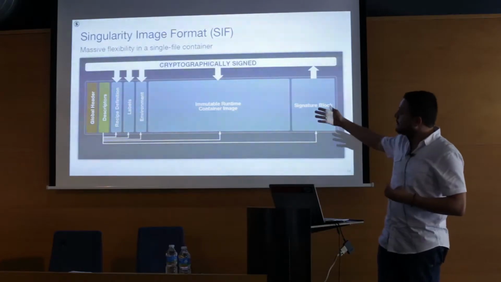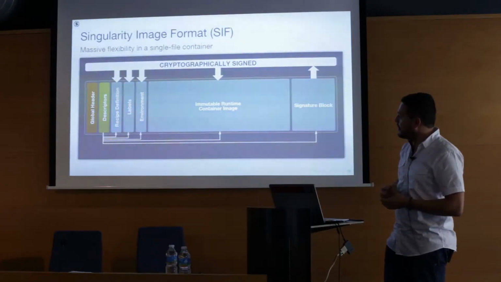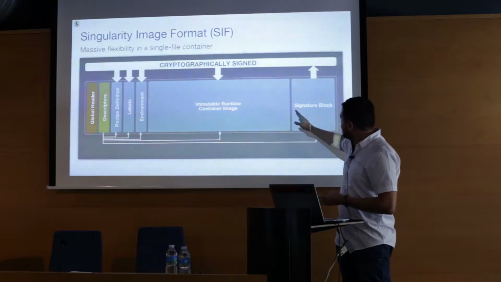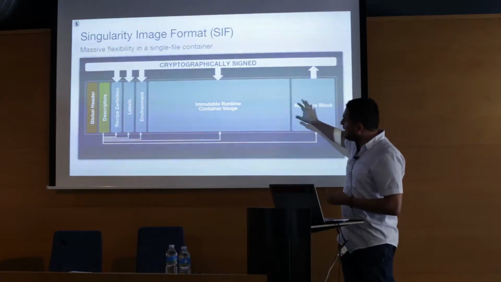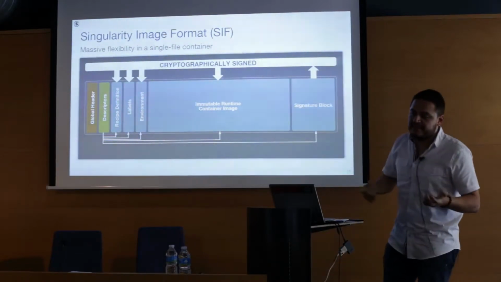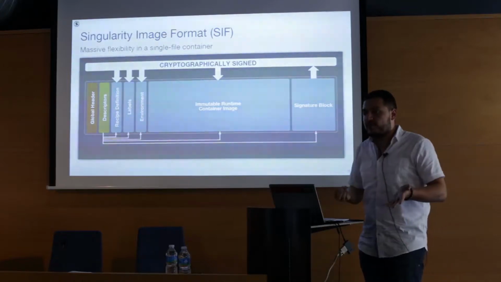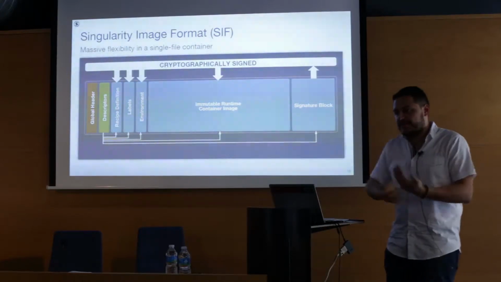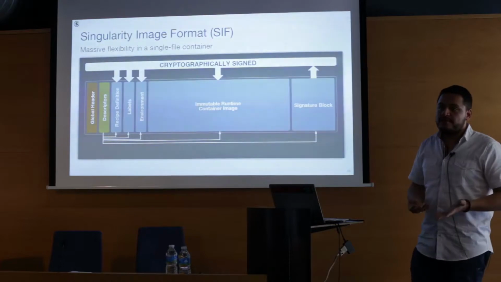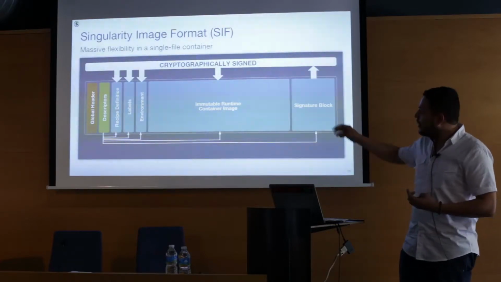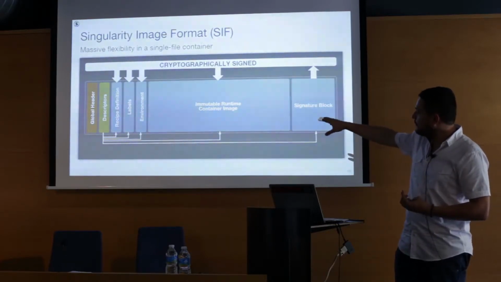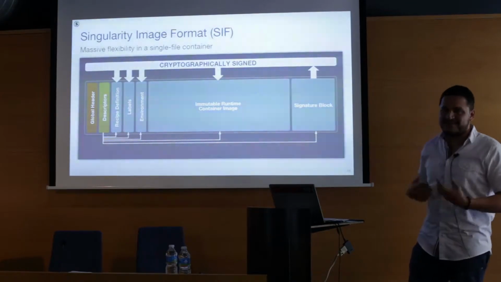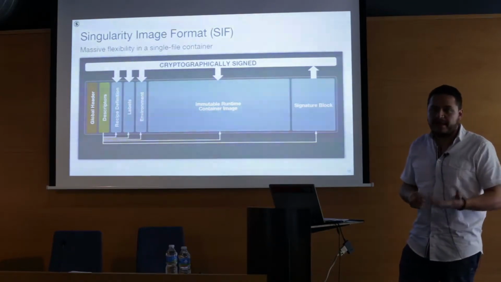So what is good about the Singularity image format? You can have a part signed and a part not signed, to, let's say, store the output of your process, because this is something that is happening on the go. So the output can go in a different block than the part that is signed. The part that is signed can be the binary itself.